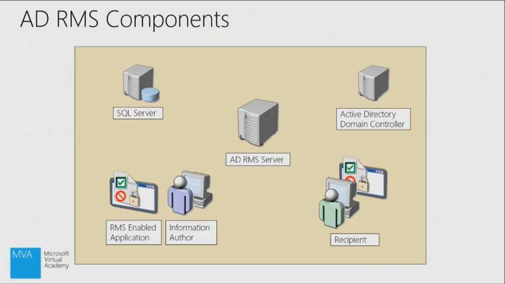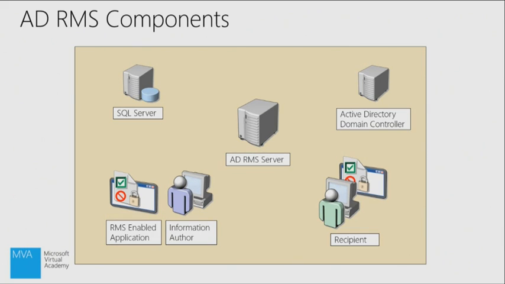The components. First and foremost, right in the middle, AD RMS. We have to have an RMS server to manage all of this information. We need a domain controller to manage our user accounts and access to those resources. We need an author, somebody writing this information, and we need a recipient, someone consuming this information.